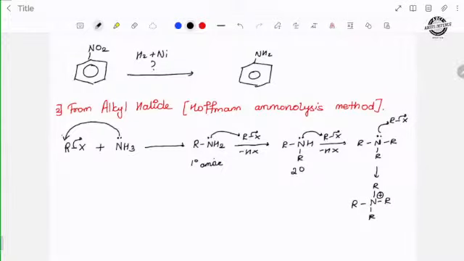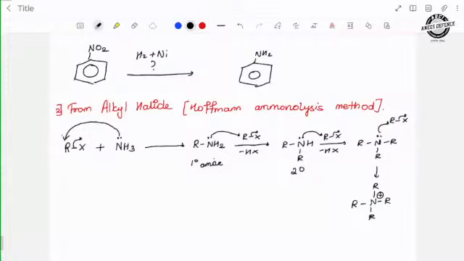Now my reaction will stop over here. Why? Because lone pair of electron is not there now. Okay. In quaternary ammonium salt, that's it. मेरे से इसके बाद कोई रिएक्शन नहीं होने वाला है because nitrogen is containing positive charge. And what do you mean by positive charge? It is electron deficient. अब इसके पास इलेक्ट्रॉन नहीं है तो किसी पे अटैक करेगा भी नहीं. Yes, very good. So this is alkyl halide Hoffman ammonolysis method.